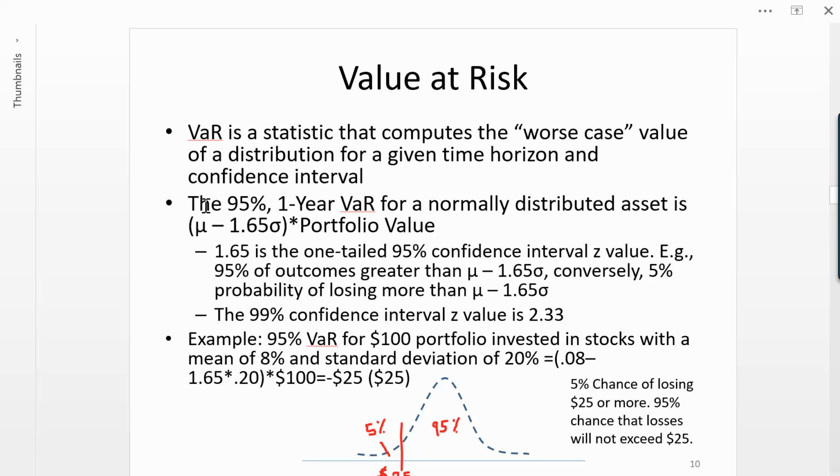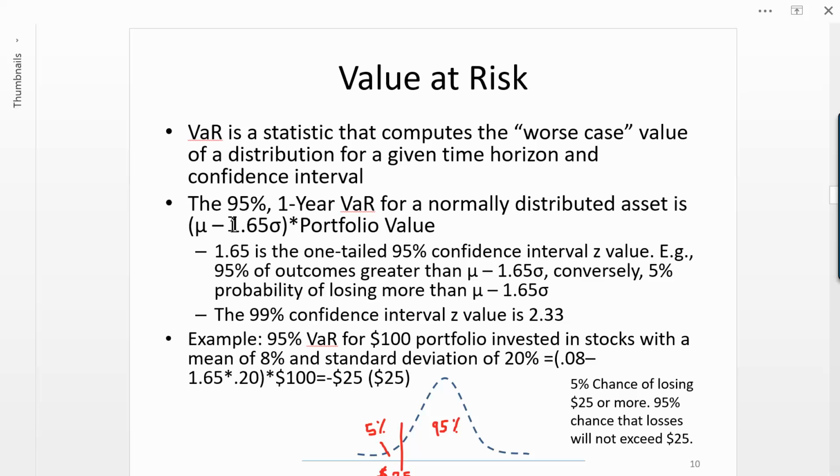So for example, if someone told you a 95% 1-year VAR and gave you a value for that, what that means is that you're 95% confident that losses will not exceed that value. Now the formula for that is the mean minus 1.65 standard deviations times the portfolio value.